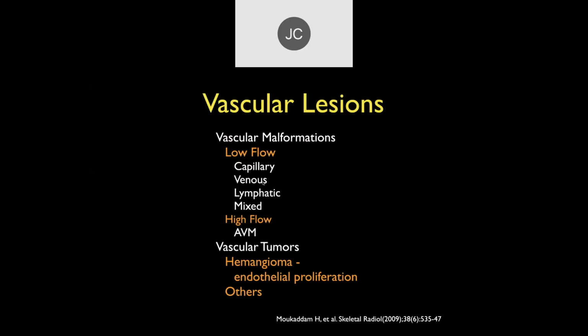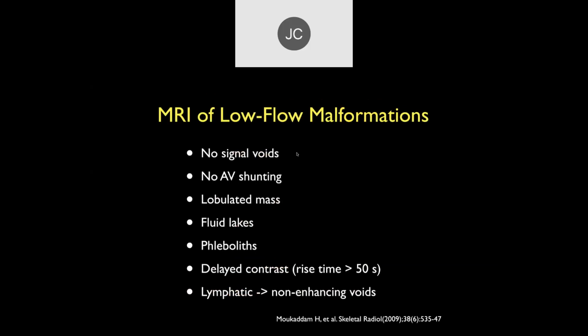So vascular malformations, you can have low flow, which can be capillary, venous, lymphatic, or mixed, high flow, or AVMs. Now, true hemangiomas are different from what we normally call hemangiomas. These are very rare. That's actually an endothelial tumor, a benign endothelial tumor, and there are other ones like that. But most of what we call hemangiomas are these capillary and venous malformations, primarily venous malformations.